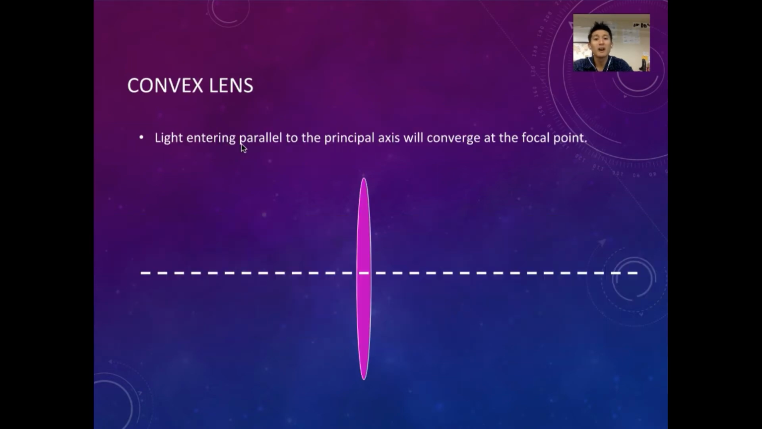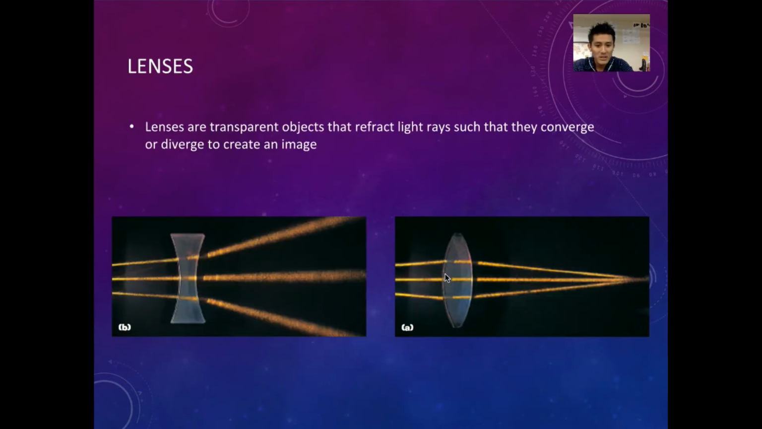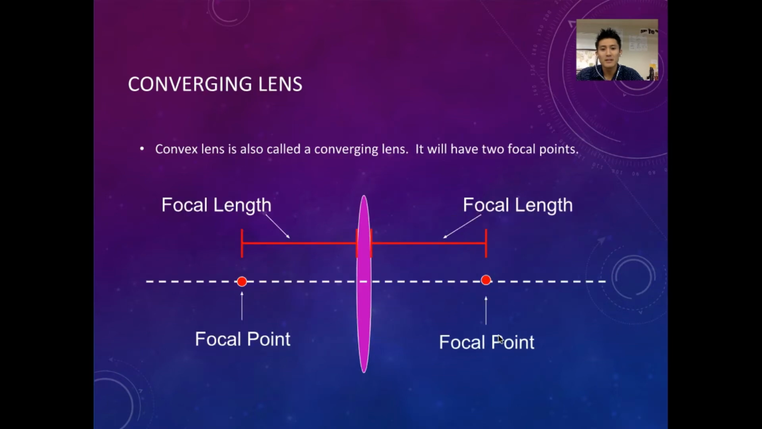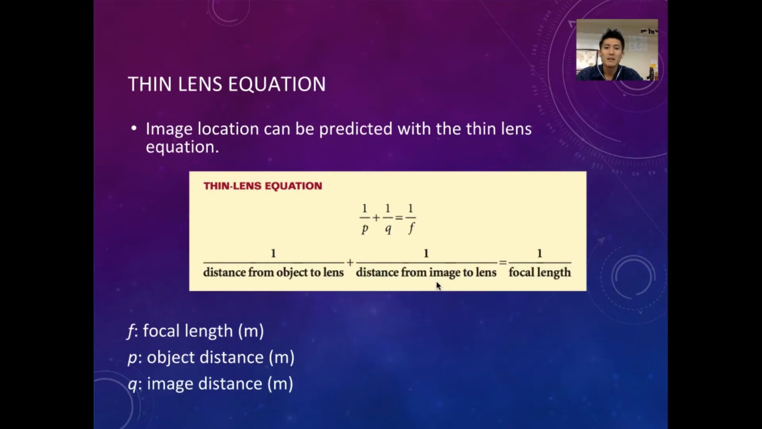Converging lenses are also called convex lenses, because if you notice, this curve is bulging out towards you. It's not concave, it's convex. So for a convex lens, the light enters parallel, and then it focuses on a certain focal point. But here's the interesting thing about convex lenses: they actually have two focal points. They'll have a focal point in front of the lens and also in back of the lens. So that's kind of what defines it.